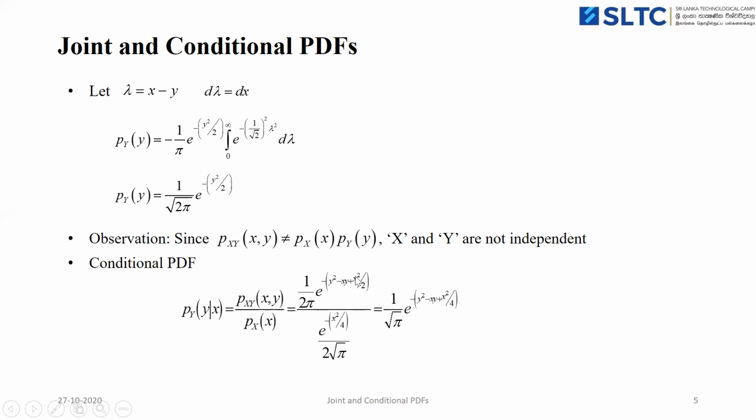You can split x squared by 2 into x squared by 4 plus x squared by 4, so that we can cancel the denominator e power minus x squared by 4. So finally, after simplifying, we are getting the conditional PDF of the random variable y given random variable x, which is equal to 1 by root 2 pi e power minus y squared minus xy plus x squared by 4.